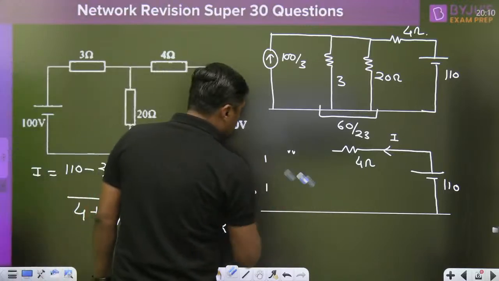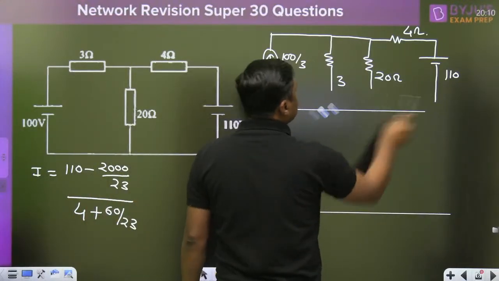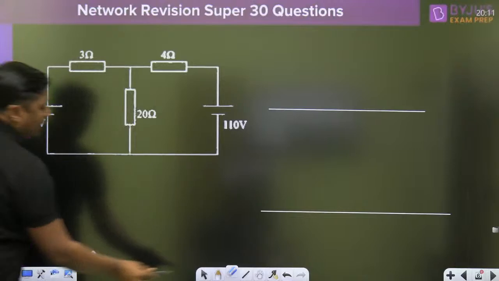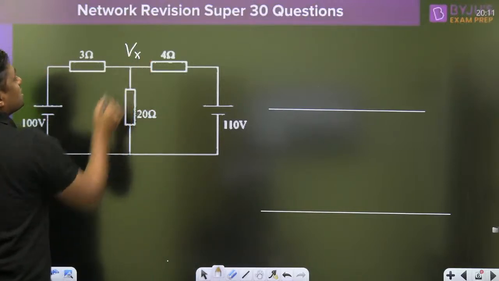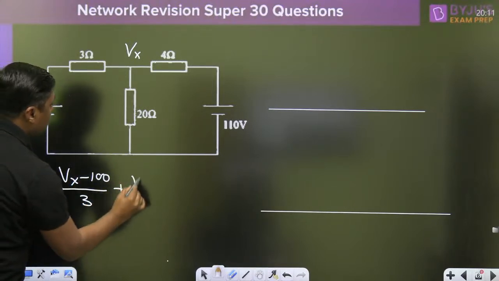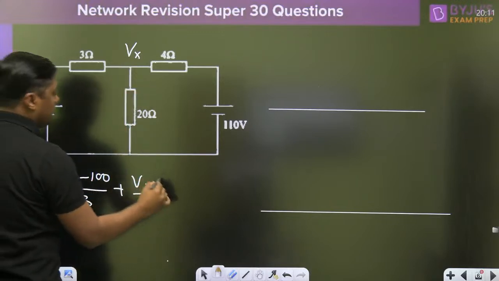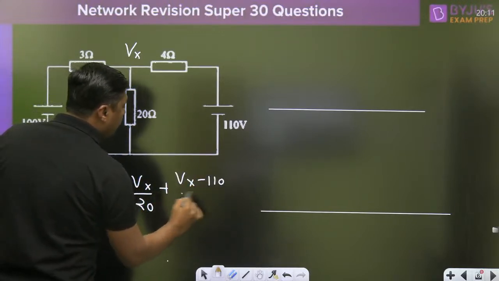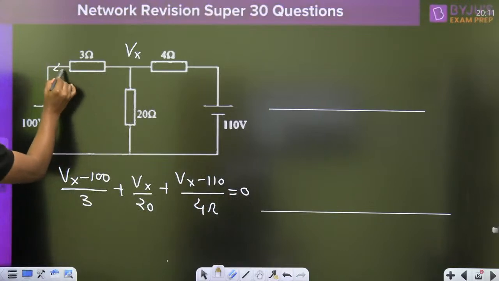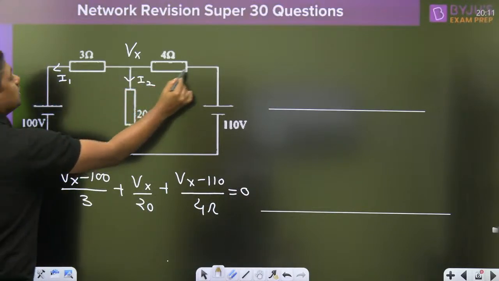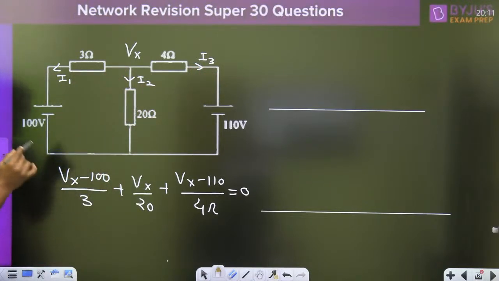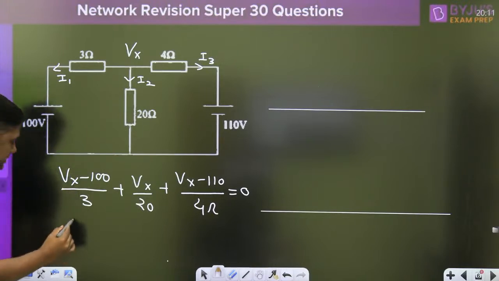Second method, you can apply nodal analysis at this point. Let this voltage be Vx. You can write Vx minus 100 divided by 3 plus Vx by 20 plus Vx minus 110 divided by 4 is equal to 0. This is the sum of the incoming and outgoing currents. Let this be I1, this I2, this I3. So I1 plus I2 plus I3 is equal to 0. That is called nodal analysis. From this you have to find the value of Vx.